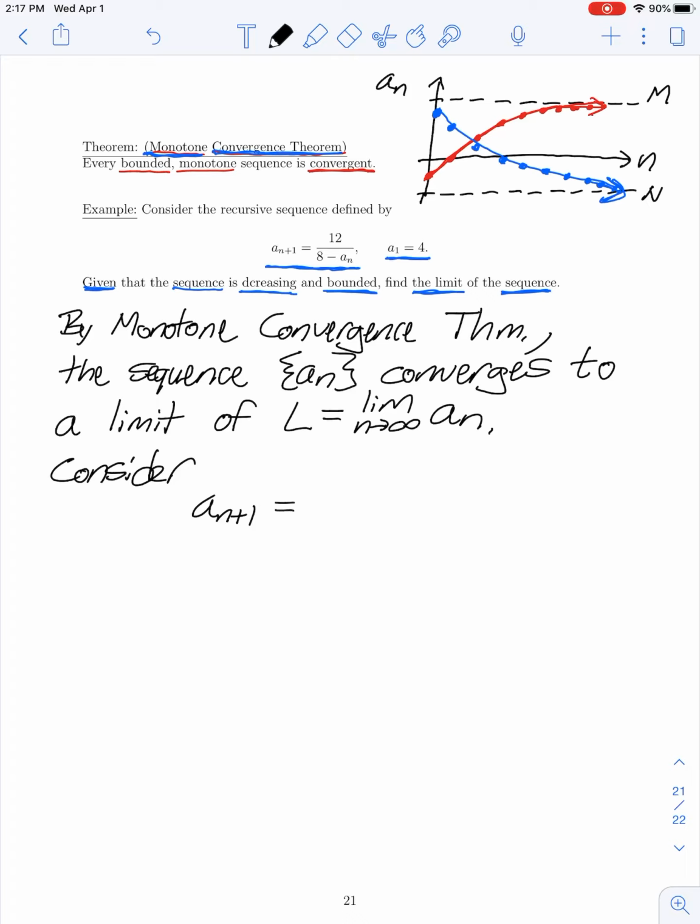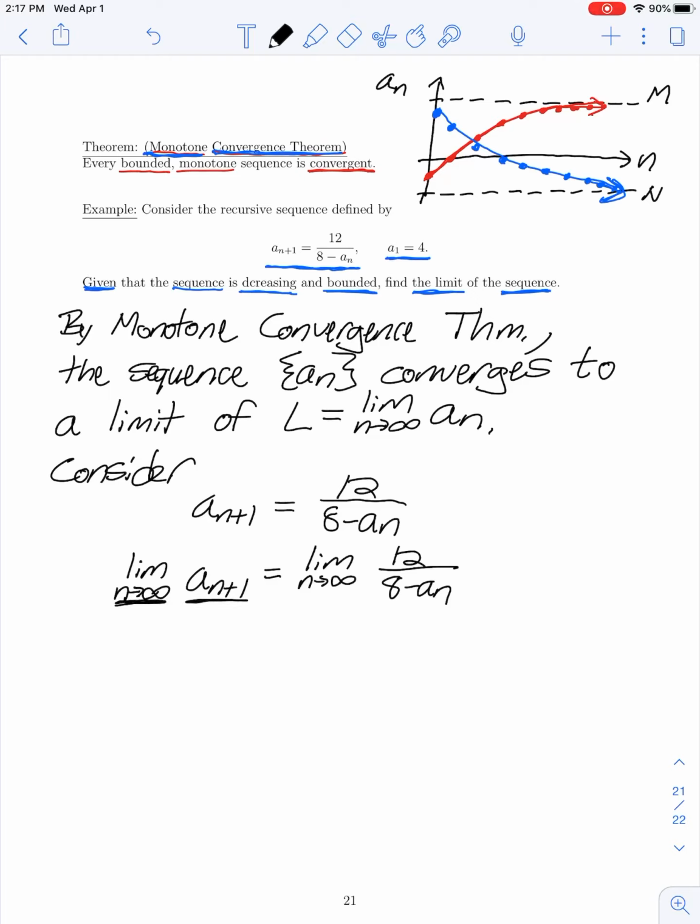So let's think about how we can find the limiting value of our sequence. So here, if we consider our recursion, given by a_(n+1) is equal to 12 over (8 minus a_n), if we were to take a limit on both sides of this recursion as n gets large, let's see what we have.